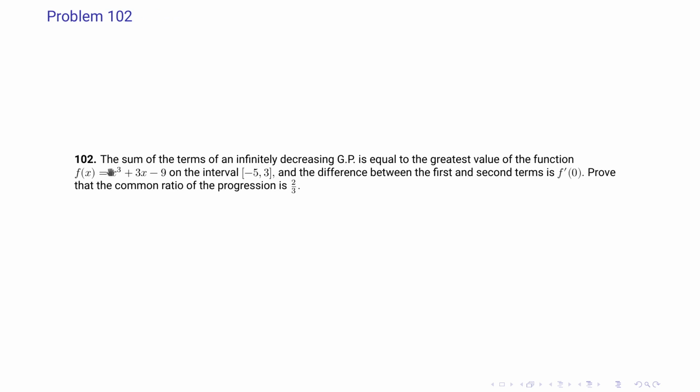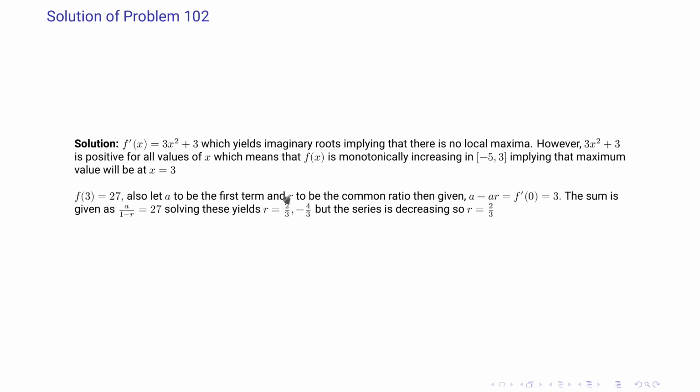Problem 102 says that the sum of the terms of an infinitely decreasing GP is equal to the greatest value of the function f of x is equal to x cube plus 3x minus 9 on the interval minus 5 comma 3. Note that this is a closed interval, that is, it includes both minus 5 and 3 as values. And the difference between the first and second terms is f dash 0. Prove that the common ratio of the progression is 2 by 3.